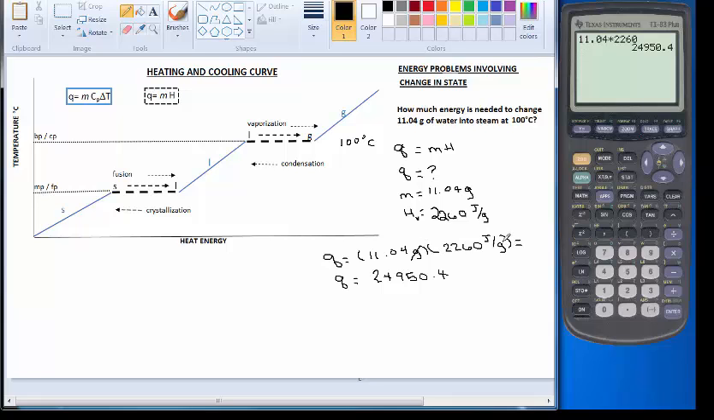Grams on top cancels out with gram on the bottom to leave us with the unit of joule. Now let's look at the number of significant figures. In our problem, our mass has 4 significant figures. Our heat of vaporization has 3 significant figures. So our answer should also have 3 significant figures. So that would be this place.